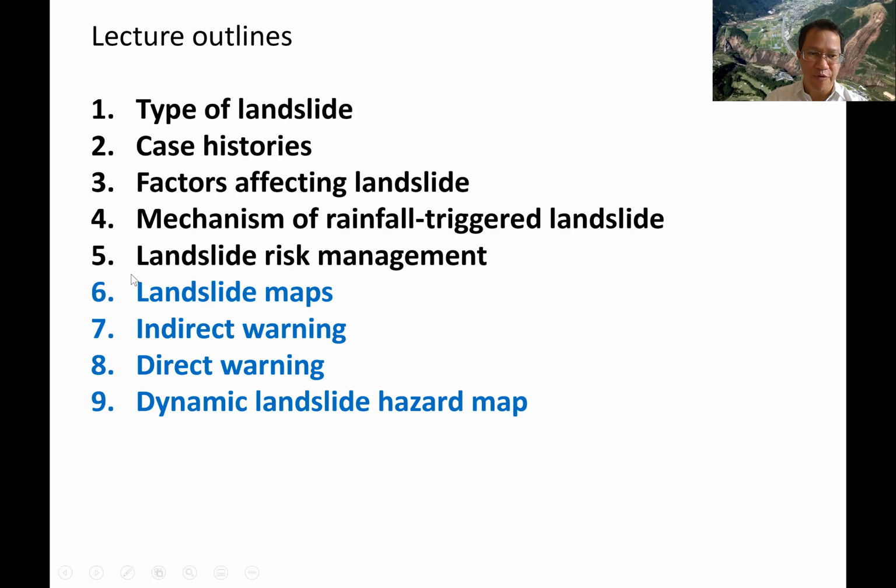Okay, and then the second part will be the tools for landslide mitigation. We're going to also discuss that: landslide maps, indirect warning. How can we do the warning for landslide evacuation? Indirect warning or direct warning. And the last one is the dynamic landslide hazard map. So these are the topics that we're going to discuss in this lecture.